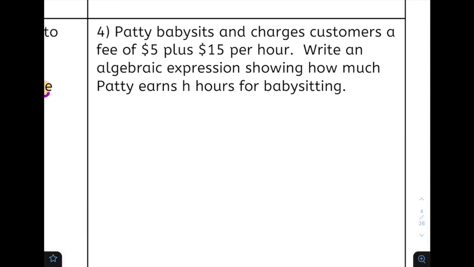Okay, so Patty babysits and charges customers a fee of $5 plus $15 per hour. So we have that plus per hour. You want to write an algebraic expression showing how much Patty earns in H hours for babysitting. So they're giving you the number of hours she works. So you need to figure out what that's going to be linked up to per hour. So 15 would be your coefficient, and you would have H for the number of hours.